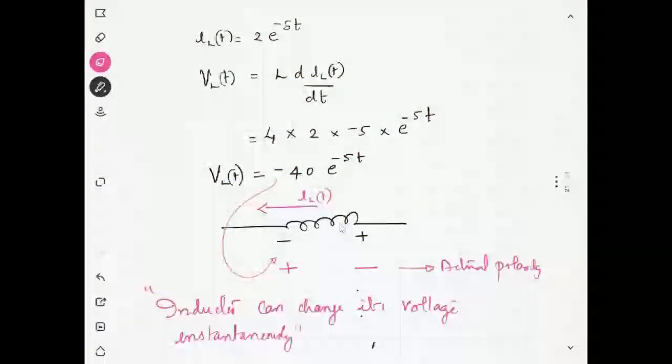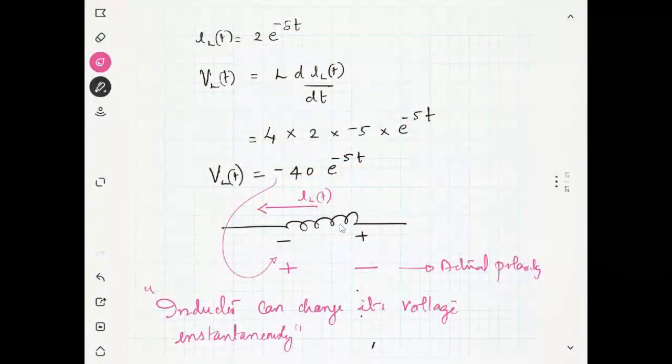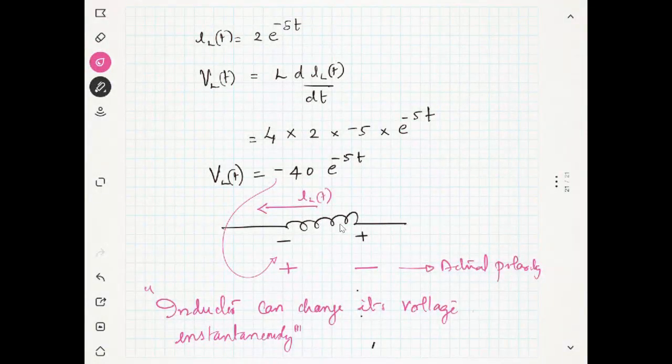But it cannot change the current instantaneously unless you give an impulse voltage, which we have already seen last week. If we give an impulse voltage, it will change the current. Otherwise, it will not change. You understood? So that's about this problem. So please understand the concept that I am explaining through this problem very clearly.